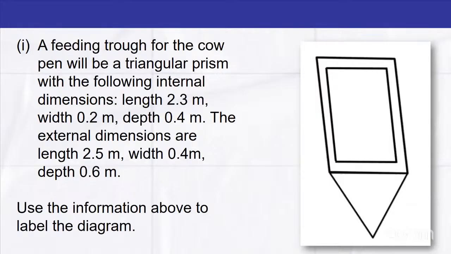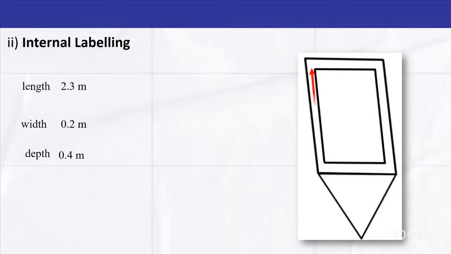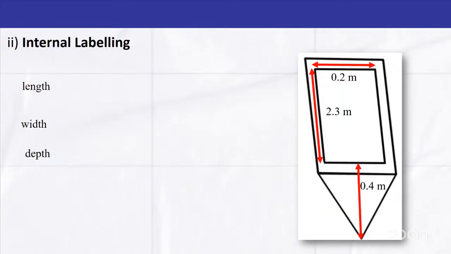Before we do that, let's identify our internal measurements. There are some key things that we want to highlight. The fact that we're dealing with a triangular prism, and we want to talk about the internal dimensions first. And we've looked at the length, the width, and the depth. So we're going to fill that information in. So the length, we're using that measurement as the internal length, and that's 2.3 meters. And the measurement at the top across there, we're using that as the width, and that is 0.2 meters. And of course, the internal depth is 0.4 meters. So that's our labeling for the internal measurements of the trough.